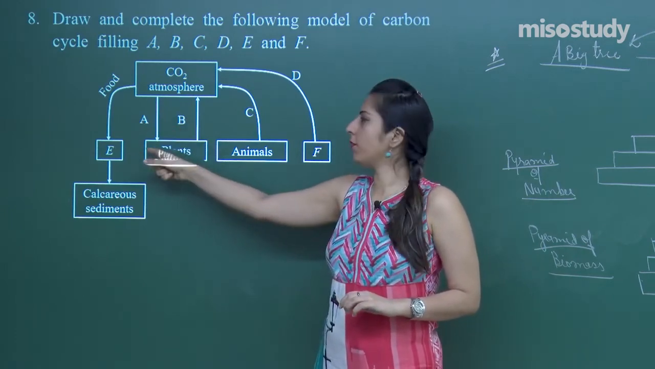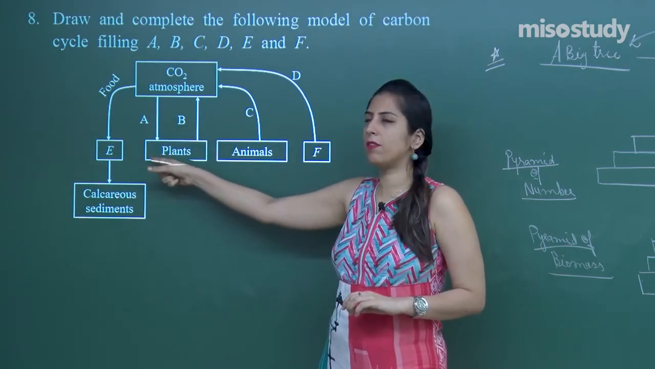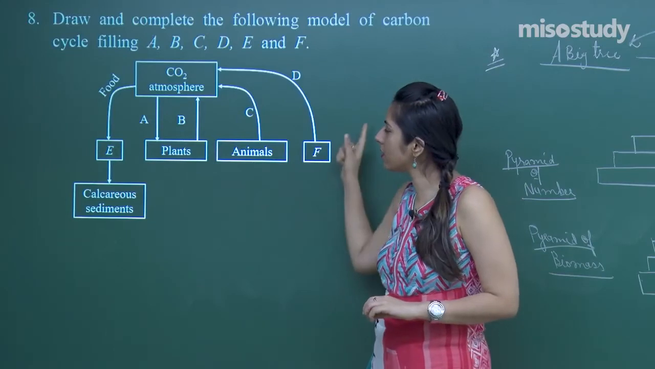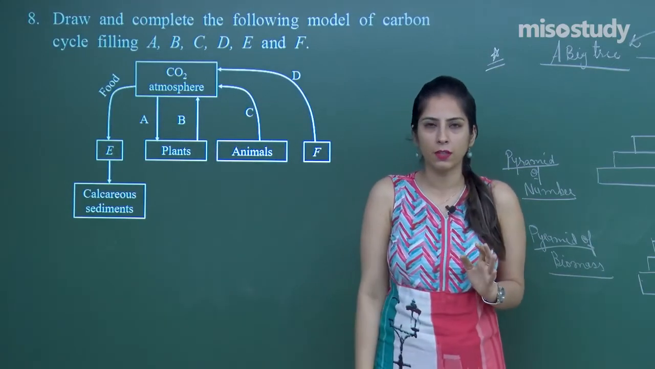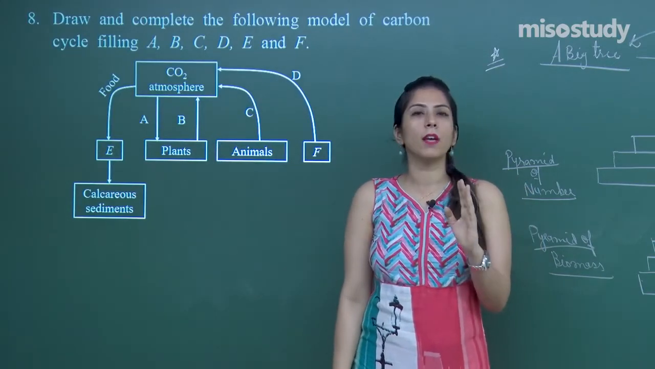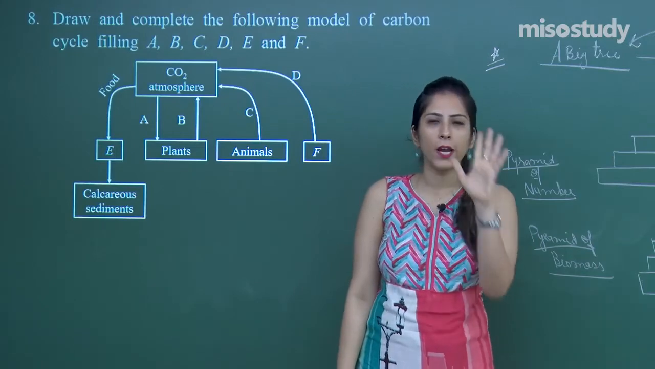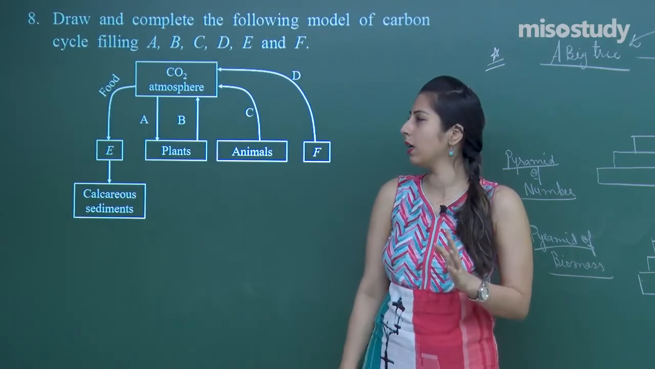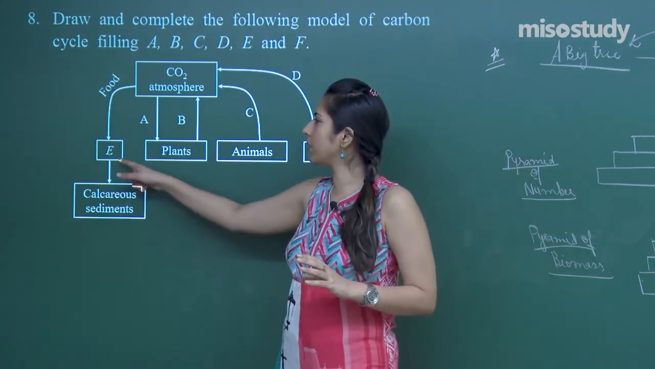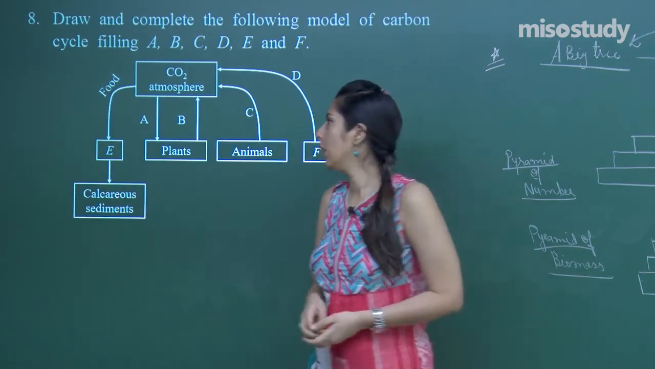Whenever the plants do photosynthesis, they will fix this carbon dioxide, and this is the whole cycle that you have to explain. Carbon cycle we have already discussed in the session. Try to elaborate that. In this you have to explain about the aquatic food chain as well.